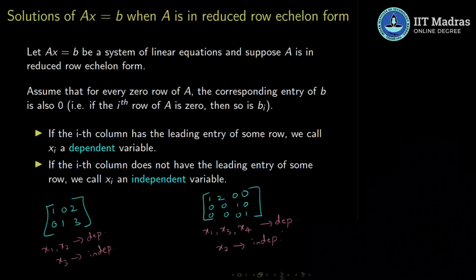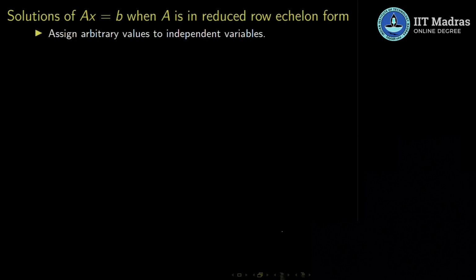If you remember how we solved this, in the first one we took x3 to be some arbitrary c, and then from there we got x1 and x2. Similarly, in the second example we fixed x2 to be some arbitrary c, and then x1, x3 and x4 were determined. So, that is what we are going to do: assign arbitrary values to the independent variables.